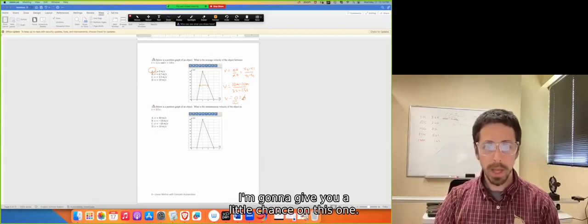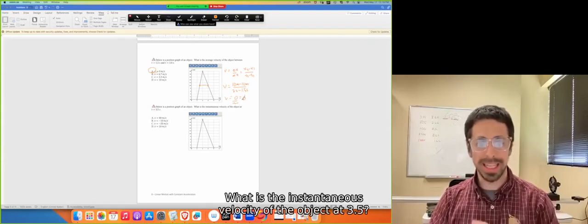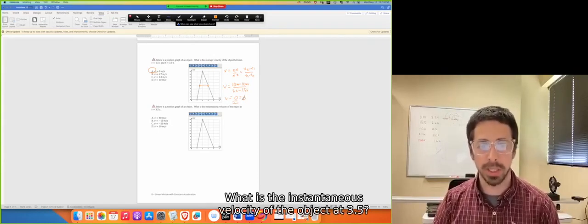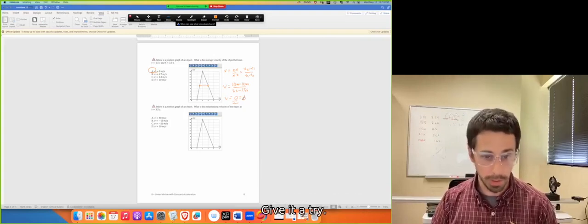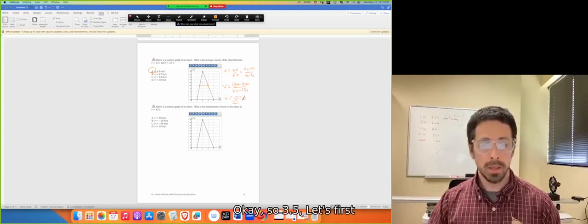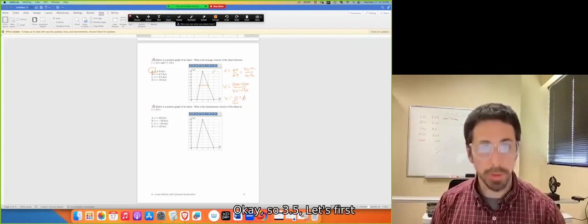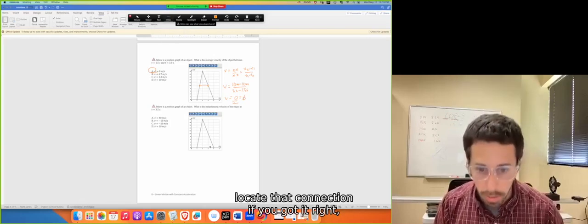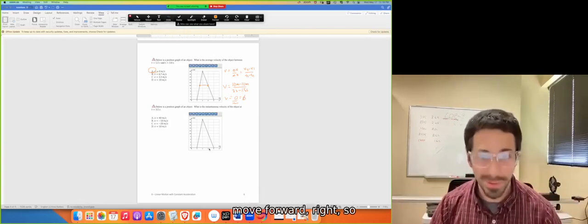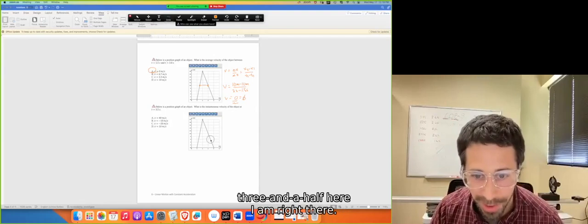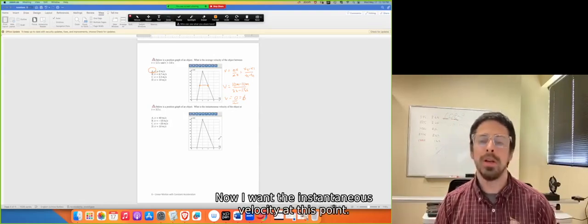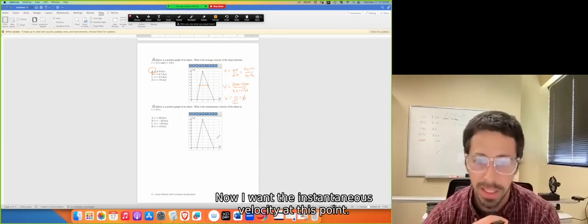All right, I'm going to give you a little chance on this one. What is the instantaneous velocity of the object at 3.5? Give it a try. Okay, so 3.5, let's first locate that. If you got it right, move forward, right? So 3.5, here I am, right there. Now I want the instantaneous velocity at this point.